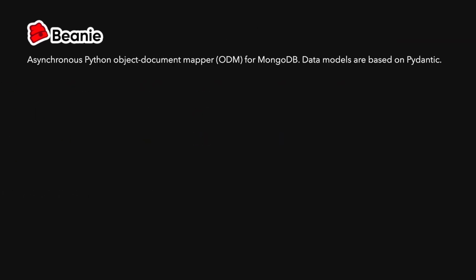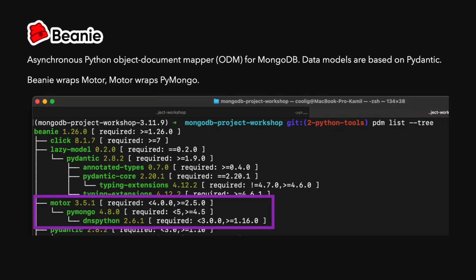What is Beanie? Beanie is an async Python object document mapper for MongoDB. And the data models are based on Pydantic, which I will show you in the next slides. And Beanie wraps Motor, which wraps PyMongo. What do I mean by that? We will use three candidates, because behind the scenes Beanie uses Motor and PyMongo. If you go deeper with the library and use it more, you will see some stuff that is very similar, and so on for other libs.